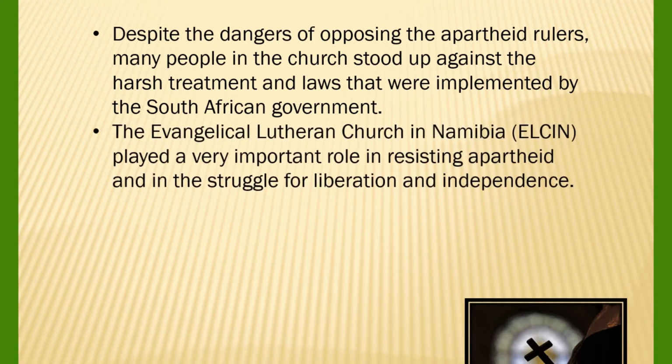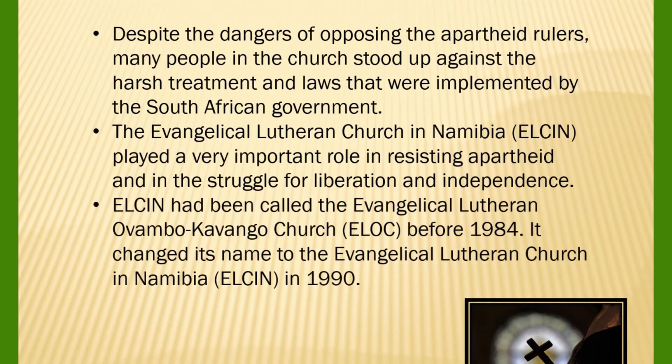The Evangelical Lutheran Church in Namibia played a very important role in resisting apartheid and the struggle for liberation and independence. The Evangelical Lutheran Church had been called the Evangelical Lutheran OVAMBO-KAVANGO Church, ELOC, before 1984. It changed its name to the Evangelical Lutheran Church in Namibia in 1990.